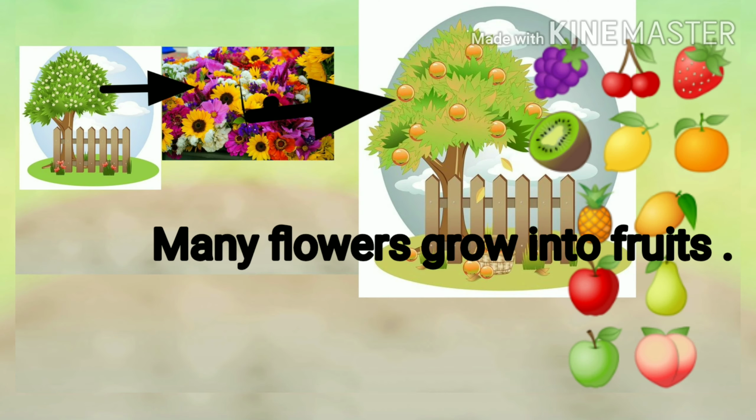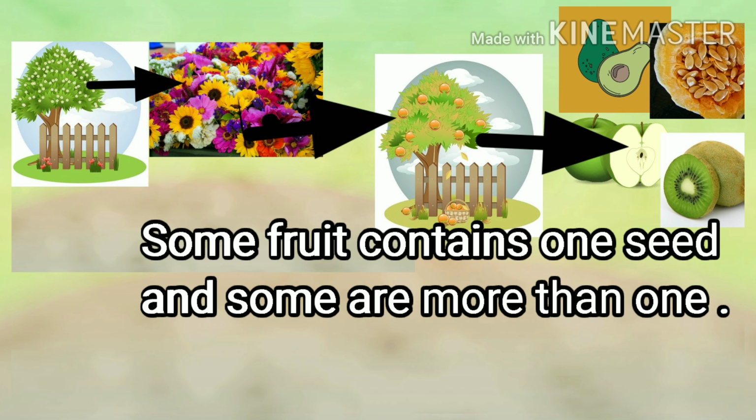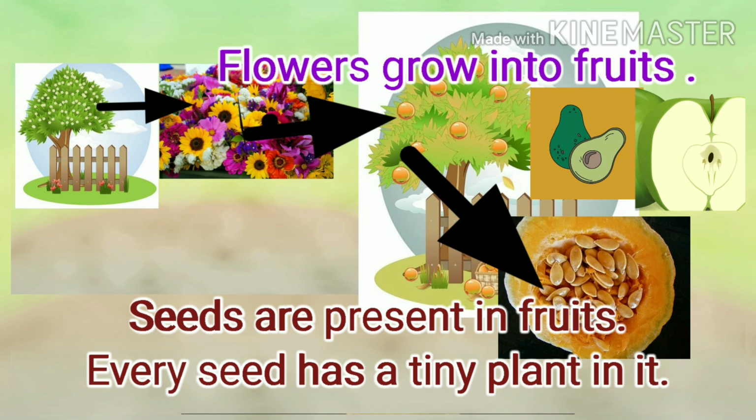After some days, many flowers grow into fruits. Fruits contain seeds. Some fruits contain one seed each and some contain many seeds. Seeds are present in fruits. Every seed has a tiny plant in it.